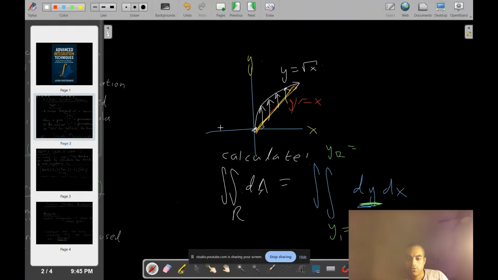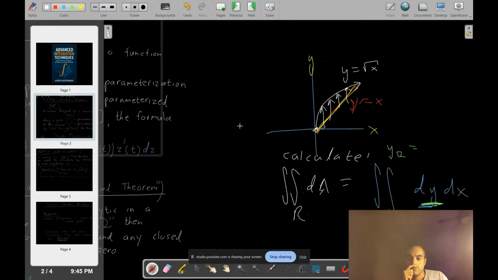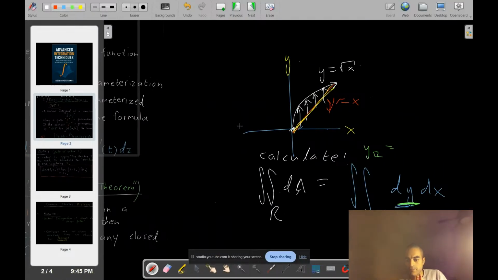Right? My lower limit of integration has to be x based on the geometry of the shape here, because the lower curve is y equals x and the upper curve is y equals root x. So my lower limit has to be x, and my upper limit of integration for y has to be root x. Any questions on what I am talking about?